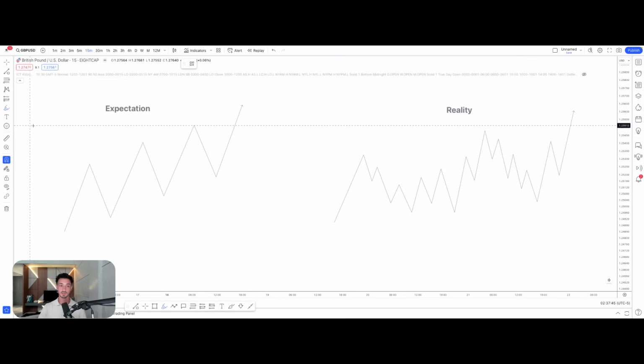Now, let's begin with golden key number 1. This is simple, but it sets the perfect foundation for you to build off of. So we'll start basic and we'll get more advanced as we go. So on the left here, we essentially have your expectation of how these textbooks or simple education would show you market structure.